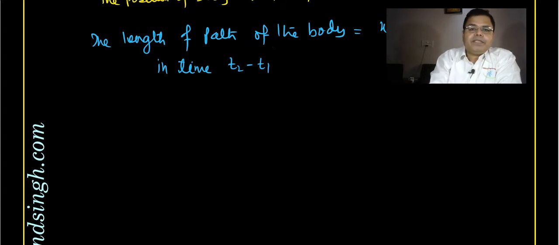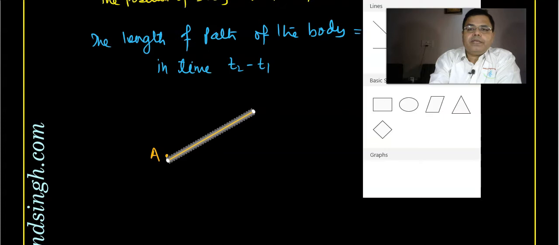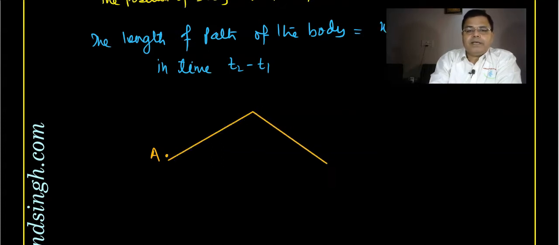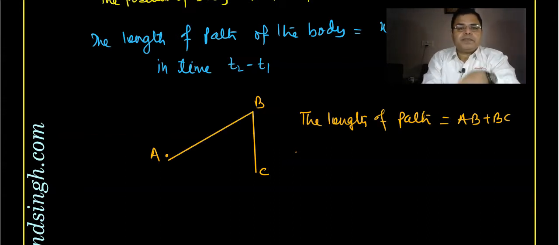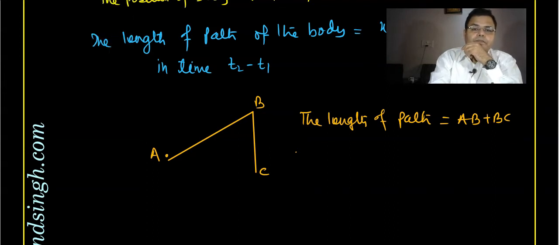Just another example: if a body starts from A and travels to B, and then again to C, then the total length of path is AB plus BC. Total length of path is AB plus BC, right? I hope you got it.